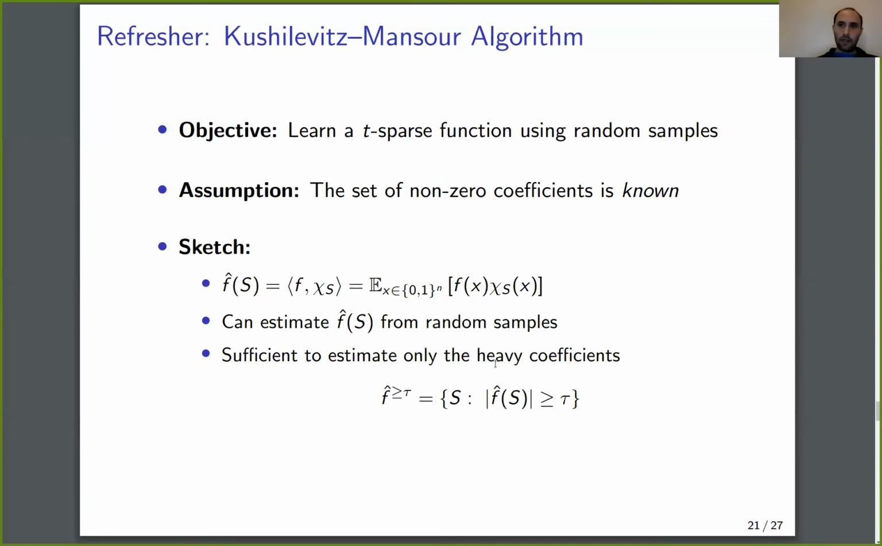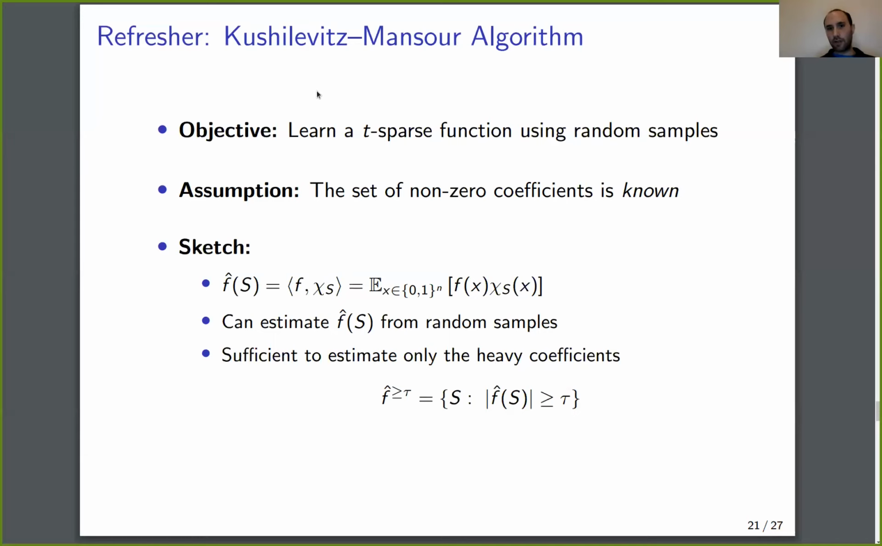And the idea for getting this qualitative separation is to use two well-known algorithms, the Kushilevitz-Mansour algorithm and the Goldreich-Levin algorithm, and combine them in a certain way that allows the verifier to leverage the help of the prover. So let's start with a refresher about what the Kushilevitz-Mansour algorithm is. This is an algorithm that learns the class of t-sparse functions using random samples.